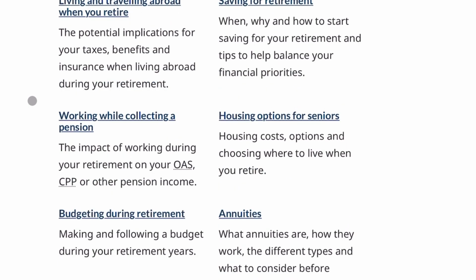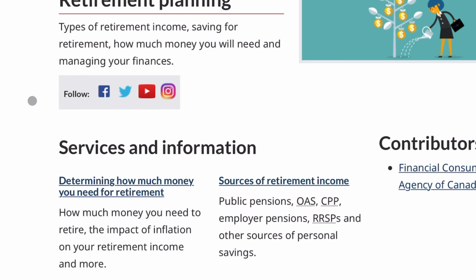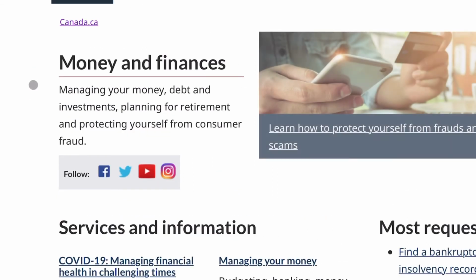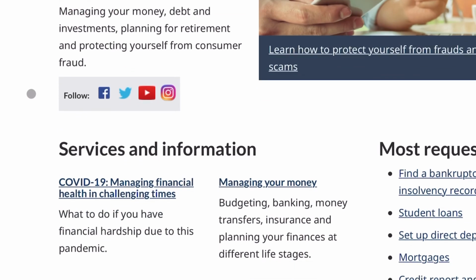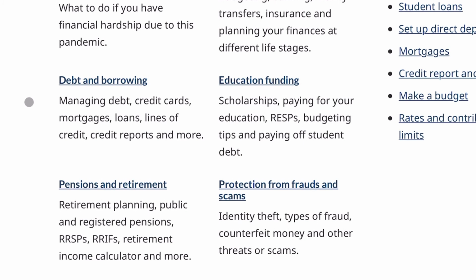Anyhow, I hope this has helped some of you get some more perspective on where to go to get information about retirement planning and how much money you can expect to get from the government. So I hope this helped you out.